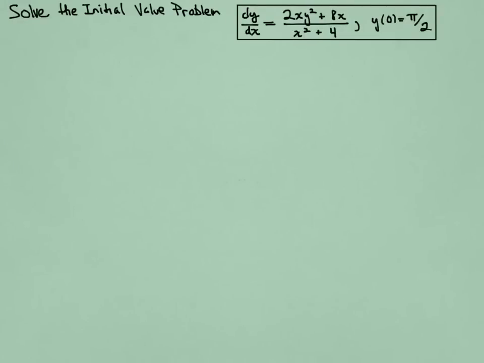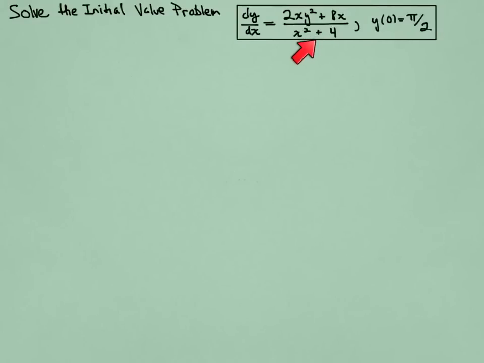In this video, we're going to solve the initial value problem given by this differential equation, satisfying y(0) is equal to pi over 2. The first thing that we're going to do is look at the expression and see that on one side I have the derivative, dy/dx. On the right side I have what appears to be a complicated rational expression.